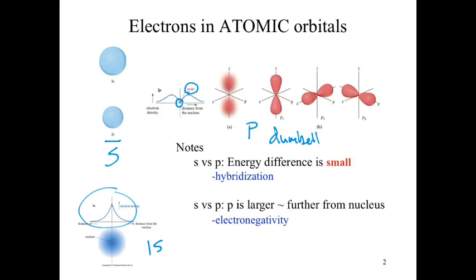Within these, our 2s and 2p are very close in energy. So that energy difference is very, very small. This is what ends up allowing us to do hybridization later on when we look at building molecules. When we look at size, the s versus the p, our p orbital is larger, which means it's slightly further from the nucleus. So the more our electrons are in p orbitals, the less tightly they're held to the nucleus, which applies back to electronegativity, which we'll talk about on our next slide.